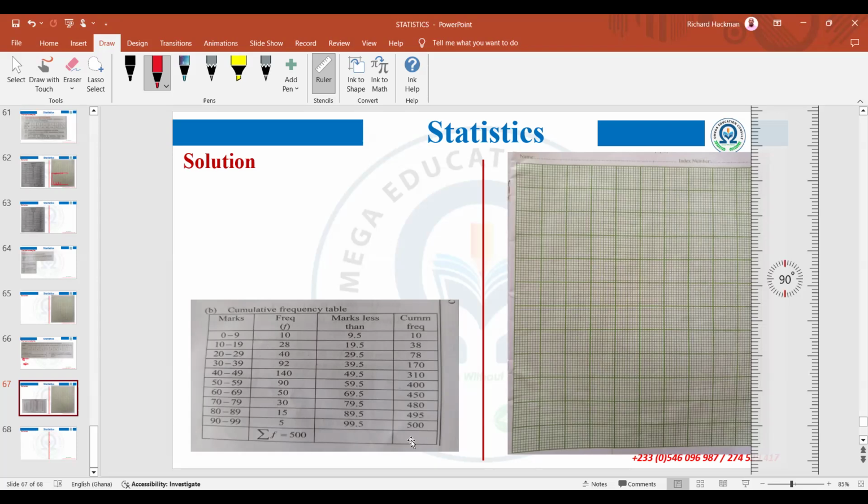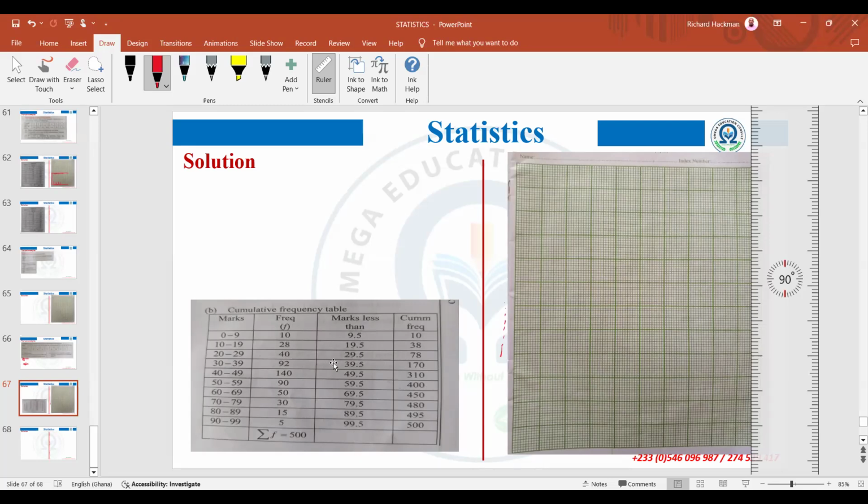Yes, please. So now we have the information that will guide us to draw the cumulative frequency curve. So how then do we draw the curve? That will be the next question. In this case, this is how the curve must be drawn. We said it's going to be cumulative frequency against your marks less than. So this is where you have your cumulative frequency. That is the y-axis. And your marks less than axis will be here.